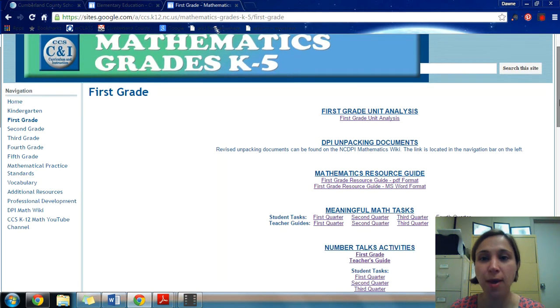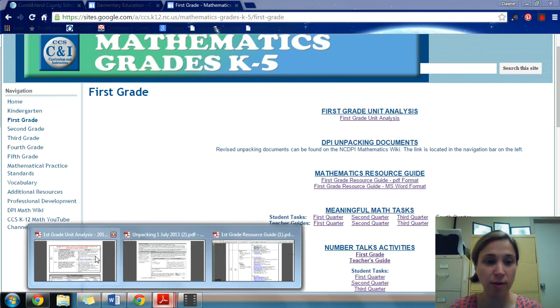Once you're on the first grade page, I have ordered all of the documents in order of importance, so you will want to start with the very top resource, and that is one of our most important resources. This is called the First Grade Unit Analysis. I have a copy of this opened up already.